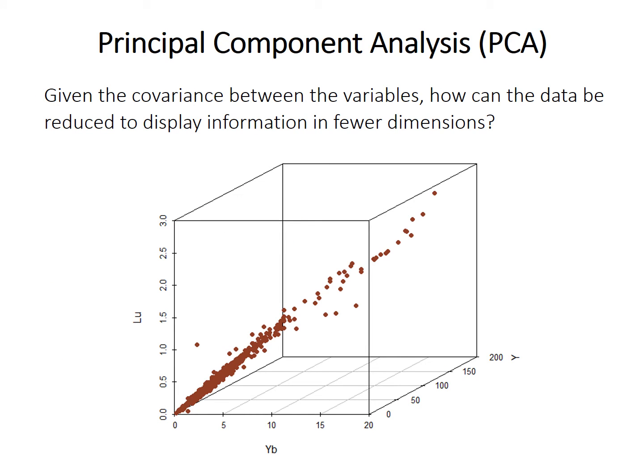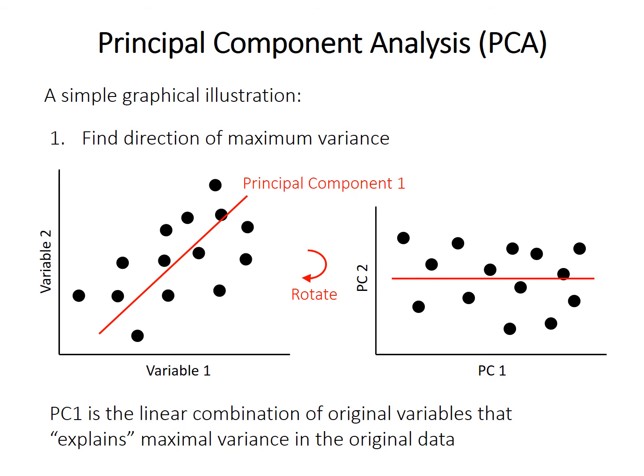Okay, so given that some of the variables are going to covary, perhaps quite strongly, how does PCA help us reduce the data and display the information in fewer dimensions? Well, I'll give a simple graphical illustration first and then explain in more detail how this process is achieved. So basically, PCA finds the direction of maximum variance through the multidimensional cloud of points.